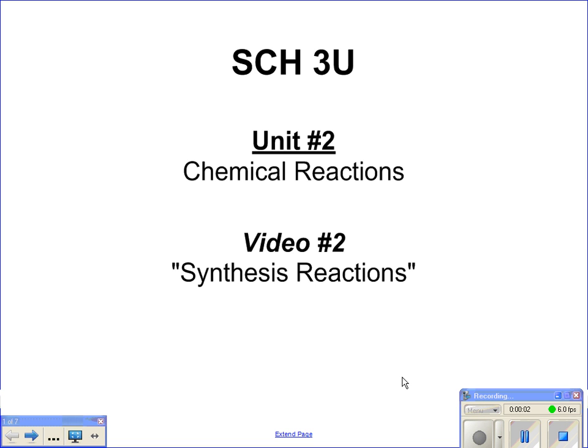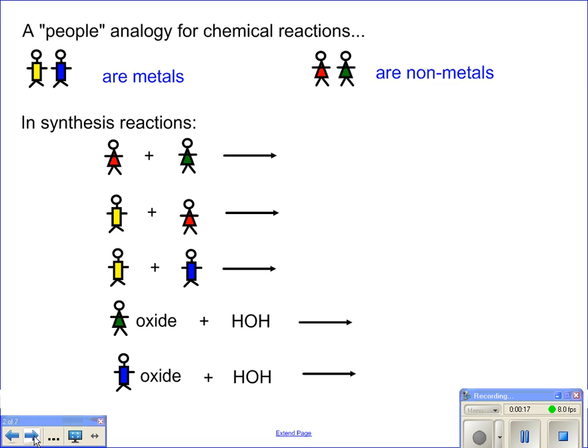In this unit, we are going to look at 5 different families of chemical reactions that have predictable outcomes based on the types of reactants that we put together with each other. And the first family of reactions in this series are a grouping called synthesis reactions.